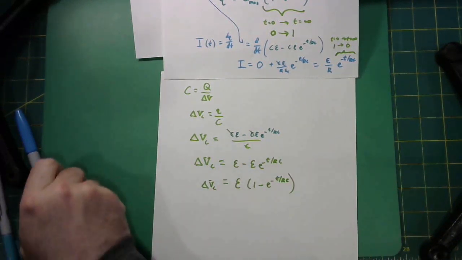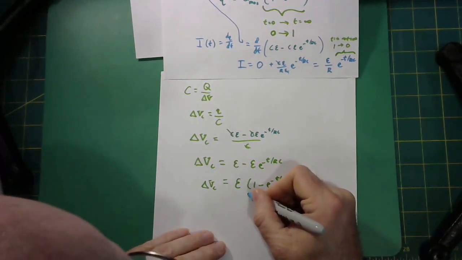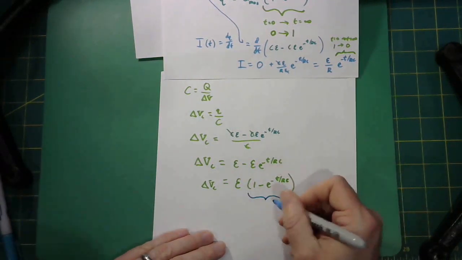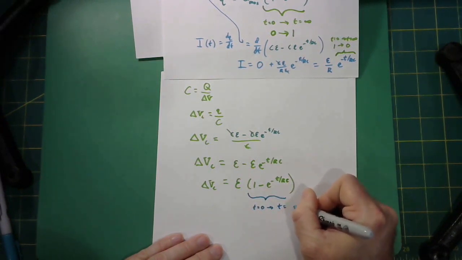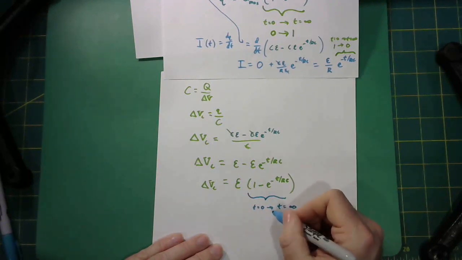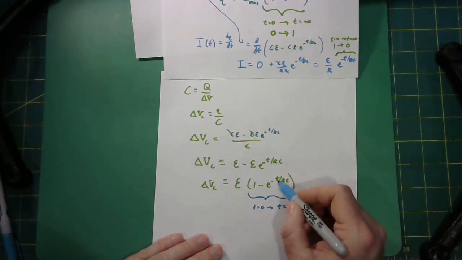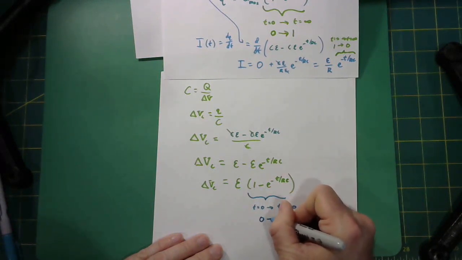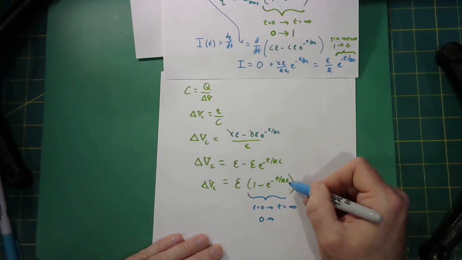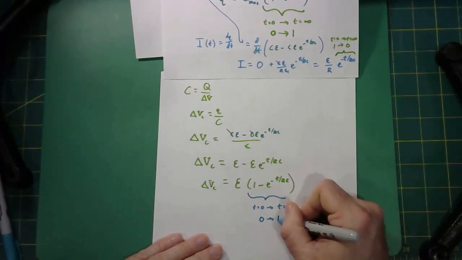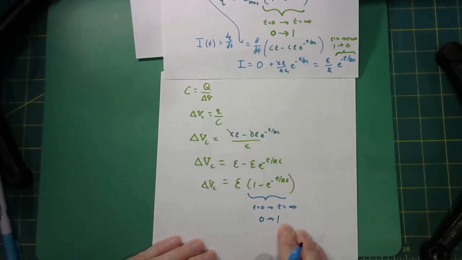And you recognize that this chunk is going to be what? As time goes from 0 to infinity, this value is going to go from 1 minus e to the 0. Well, e to the 0 is 1, and 1 minus 1 gives you 0. As time goes to infinity, e to the minus infinity is going to be 0, and 1 minus 0 is 1. So this is going to give you a decimal that goes from 0 to 1.